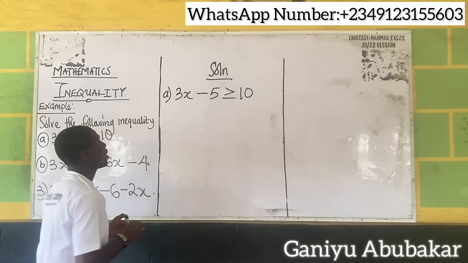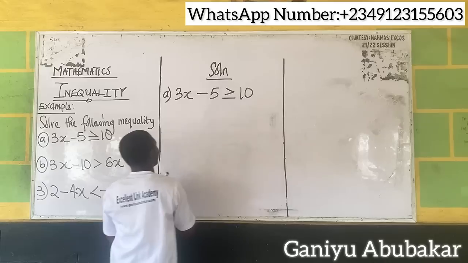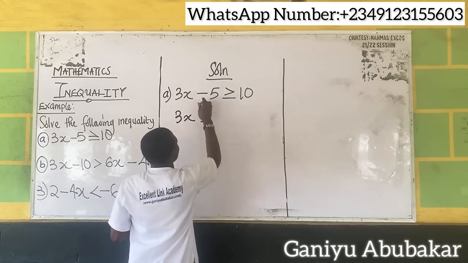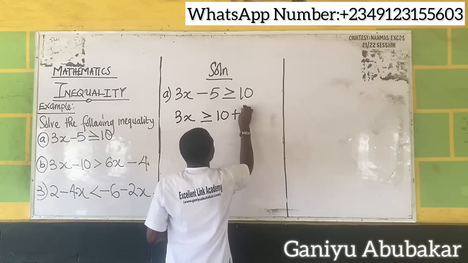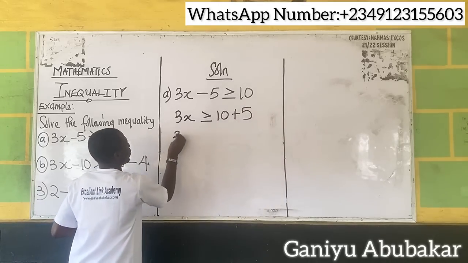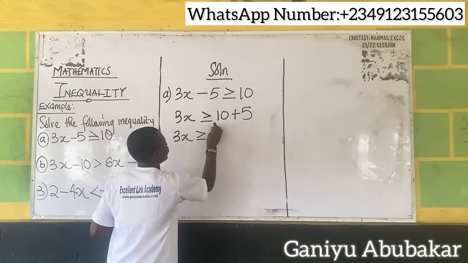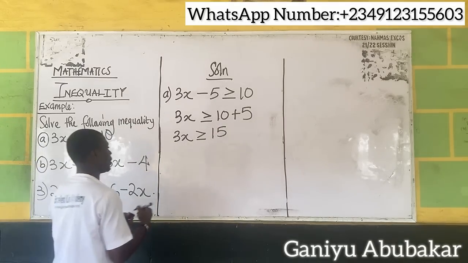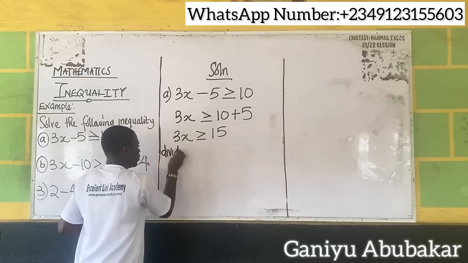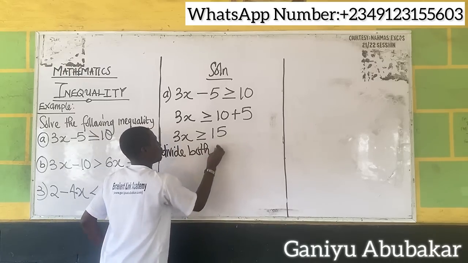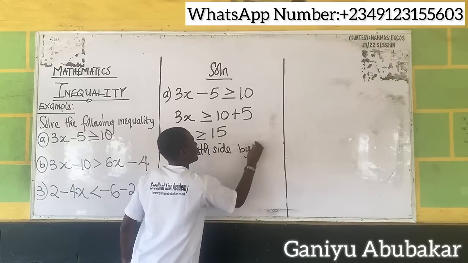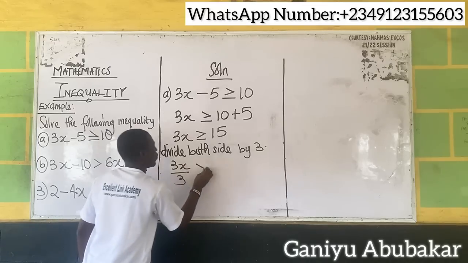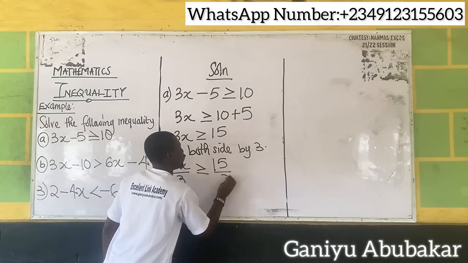From a normal math concept, we know that this 5 here will come over. So I have 3x greater than or equal to 10 plus 5. This gives you 3x greater than or equal to 15. All right, I'll divide both sides by 3. So I have 3x over 3 is greater than or equal to 15 over 3.